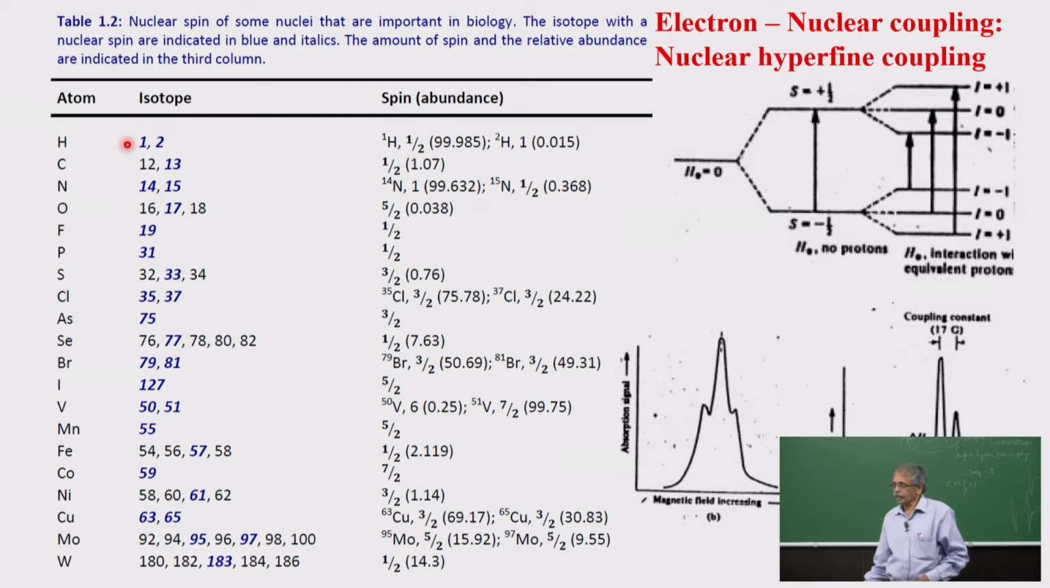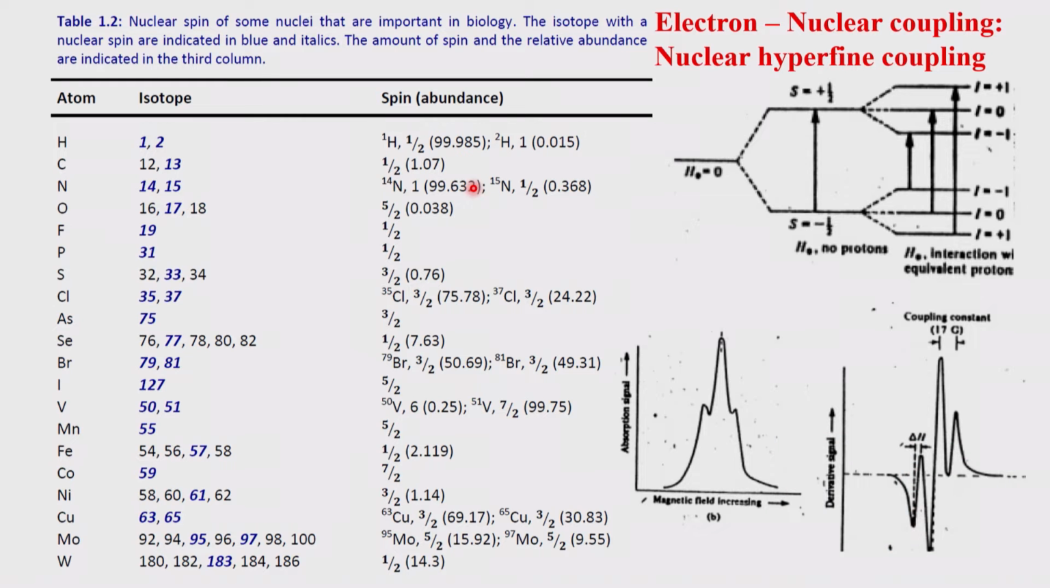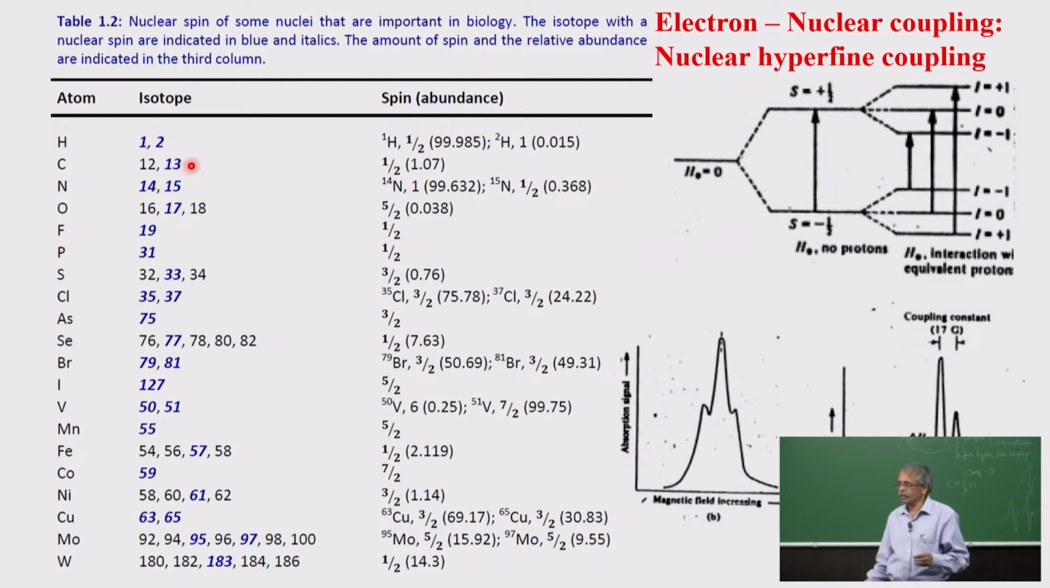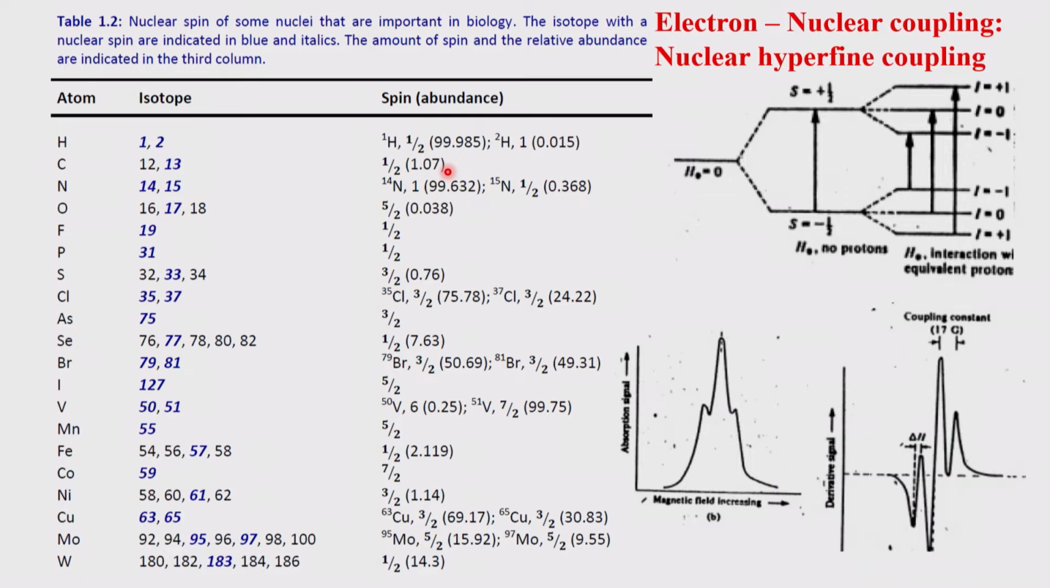Similarly, if you take carbon 12, its I value is 0, so there is no question. Carbon 13, I value is half, but its percentage is only 1.07. Generally in most of the spectra you will not find coupling of that, unless you enrich the whole molecule with at least 50% of the carbon 13 or 20% of the carbon 13 or higher, then you will get it here. So that you can see a reasonably well kind of a value.